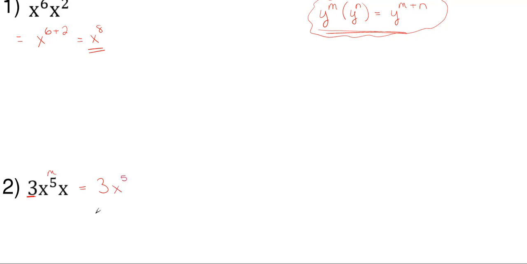Well, what is our 1 right here? We don't have 1. Well, it's not 0. Whenever there is not a power listed for your variable, that power is always going to be 1. So we would have 1 as our n. So this should just be 5 plus 1. So what we have here is 3x to the 6th as our simplification of 3 times x to the 5th times x.